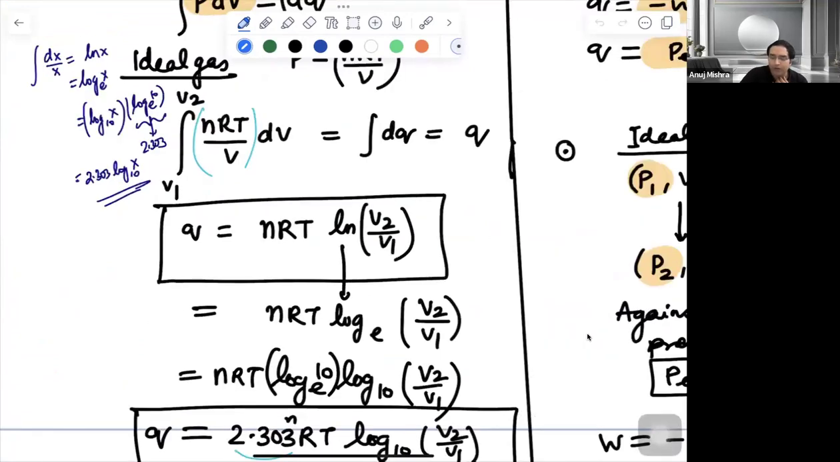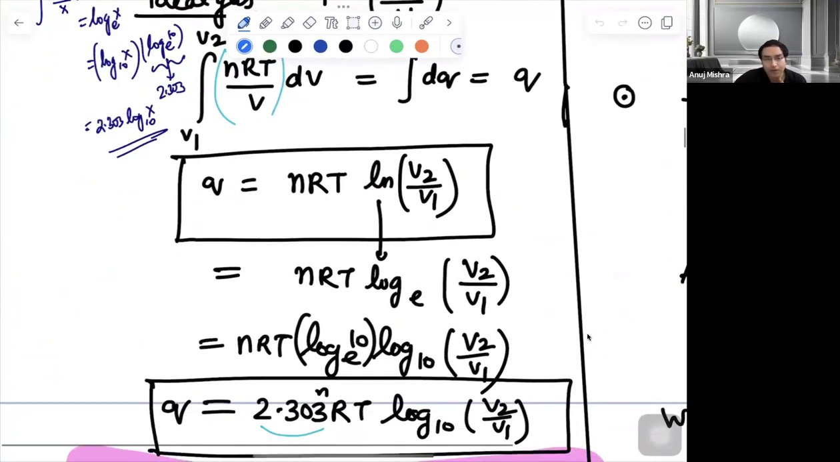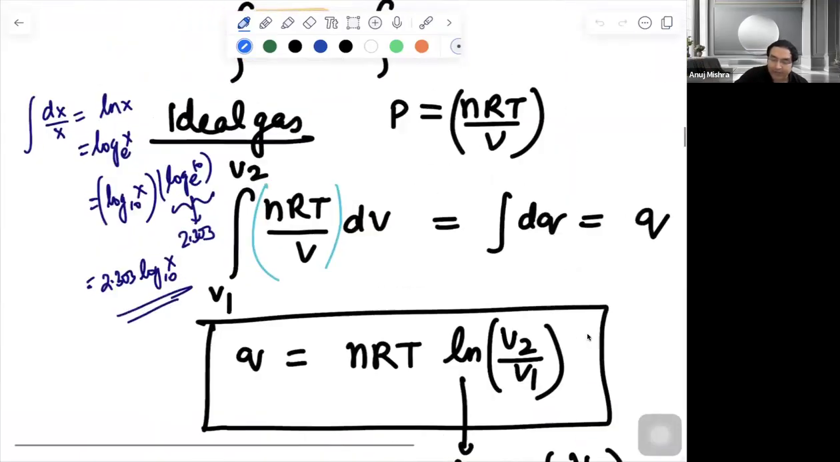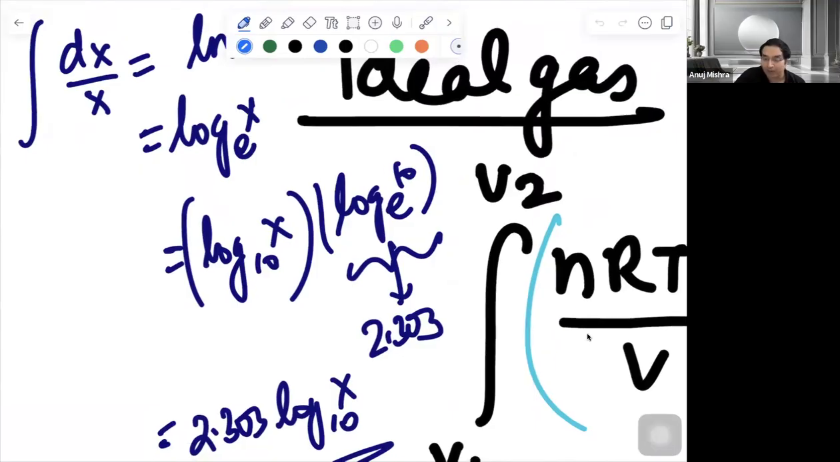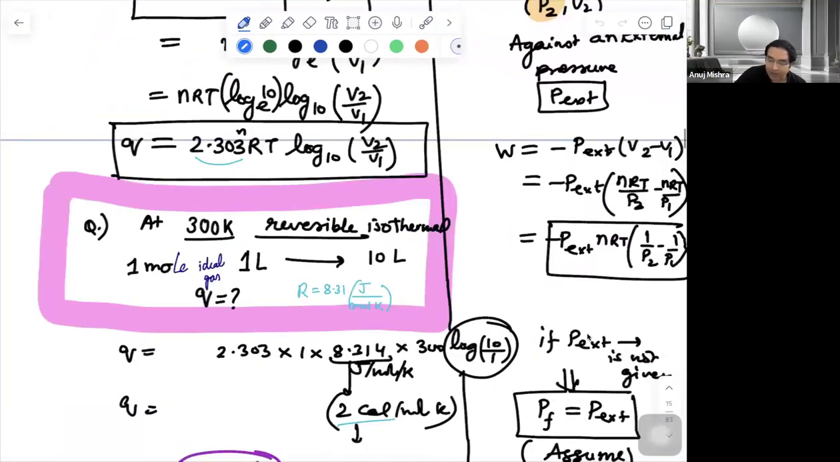So I hope this part is clear, everyone. Q is clear. W is clear for this. Any doubts? If you want to convert ln V2 by V1 into log at the base 10 V2 by V1, what term will be multiplied? 2.303, which is log of 10 at the base e. I hope this maths is clear. Log x at the base e is log x at the base 10 times log 10 at the base e. Log 10 at the base e is 2.303. That comes as multiplication. Let's try this question.